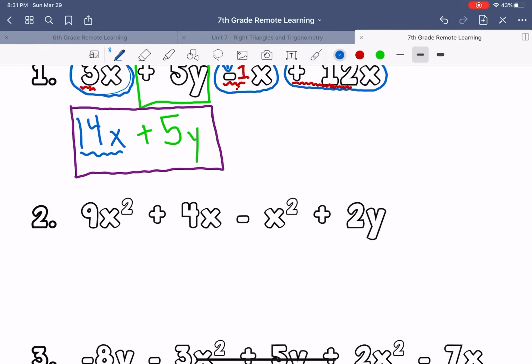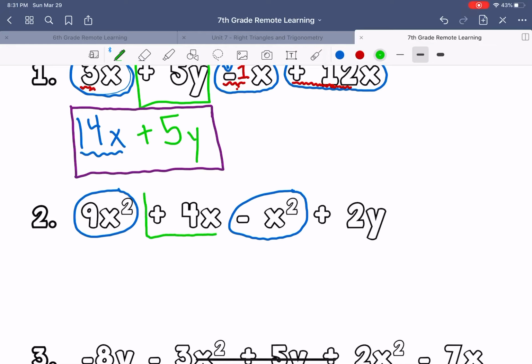So we're going to start, like we just started at the beginning, 9x squared. Where else do we see an x squared? Well, we've got one right here. Minus, and notice I'm circling the minus, minus x squared. Okay, let's look at other terms that I have.